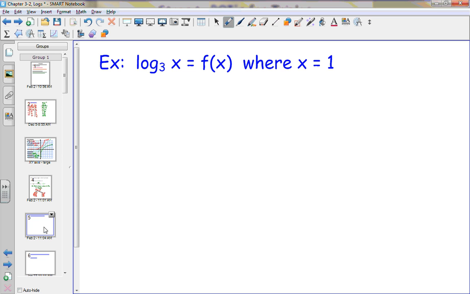So, here we go. Log base 3 of x is equal to f of x, where x is equal to 1. What do I do? I'm going to put 1 in for x. What does f of x turn into? y. How do I write this as an exponential? Your base is 3. Where does my exponent come from? Across the equal sign, and that has to equal 1. Now you tell me, 3 raised to what power is 1? 0. So, y is equal to 0.